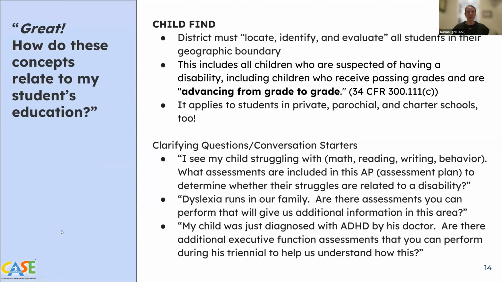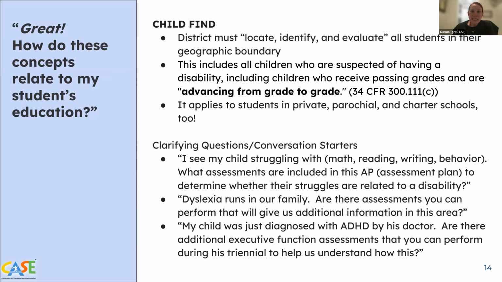All right, awesome. So we have these three concepts. How do they apply? Child find means that the school district must locate, identify, and evaluate all students in that school district's geographic boundary. This includes all children who are suspected of having a disability. The keyword here is suspected. We're not only going to identify them as having a disability before we do the assessment.